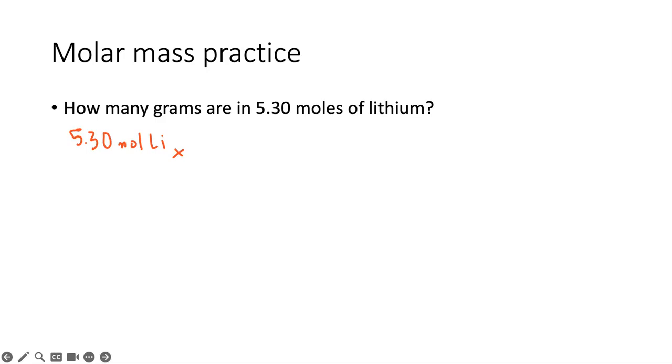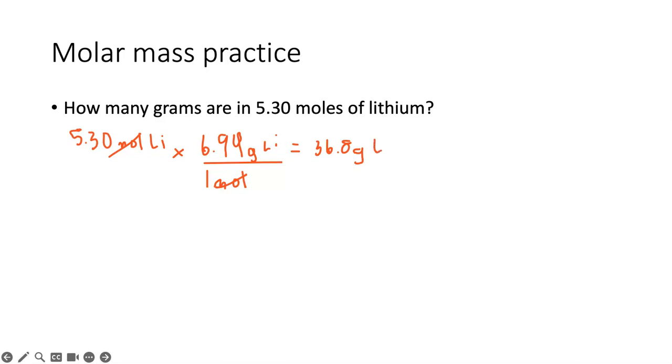When I look on the periodic table for lithium, my molar mass is 6.94 grams per mole. So that's exactly what I'm going to write down, 6.94 grams of lithium in 1 mole of lithium. And again, the thing that allows me to do this is just the fact that 6.94 grams is equal to 1 mole of lithium. So I'm really just multiplying by 1. My moles are going to cancel out. And then what I'm going to be left with is 5.30 times 6.94, which gives me 36.8 grams of lithium.